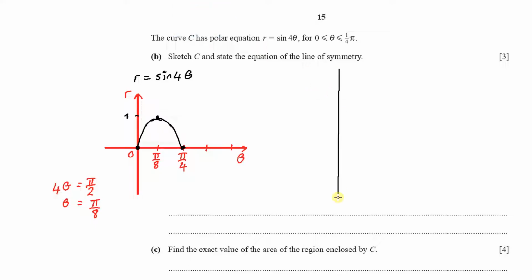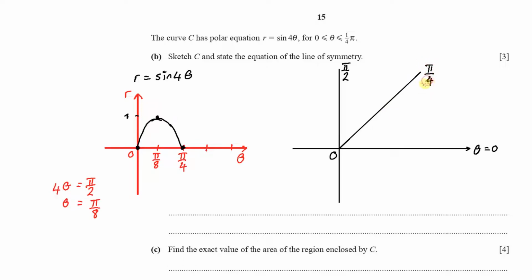So we have our two axes, and here we've got the initial line theta is equal to 0, and here we've got pi over 2, and this is here the pole. And now we are going to have pi over 8 and pi over 4. Now pi over 4 is halfway through, so it could be somewhere here. So this is pi over 4, and we also have pi over 8, which should be somewhere around here. So this is pi over 8.